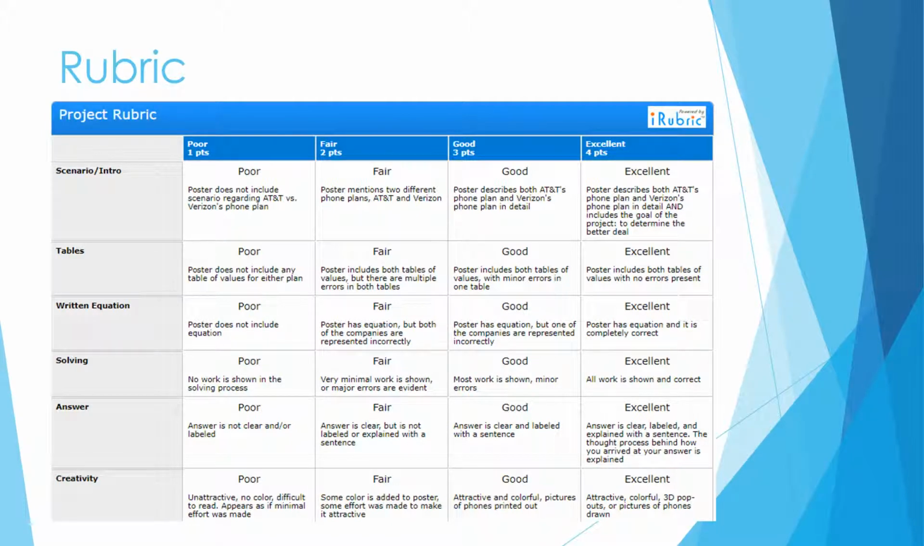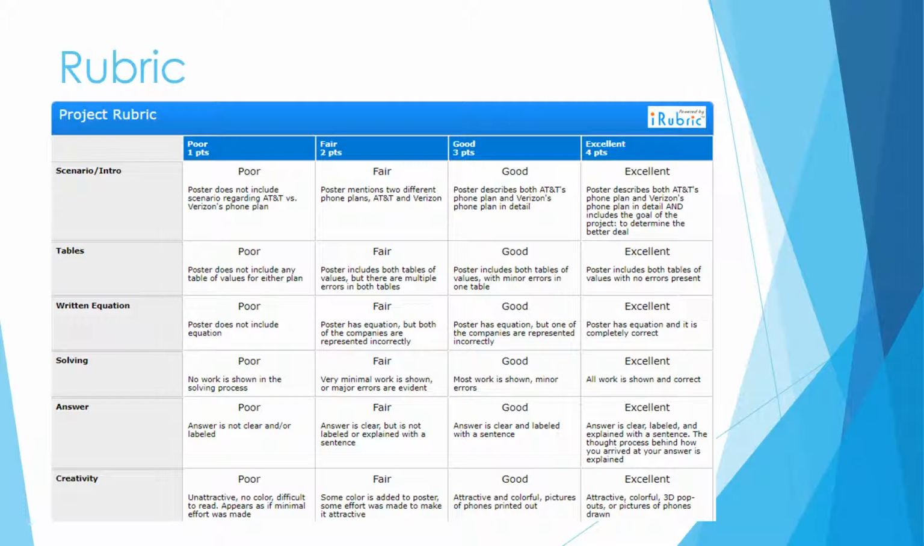Here's the rubric I created for this performance task. Notice how there are 6 different categories. So one thing I'm looking for is the scenario or the intro. How well did the students explain and elaborate on that? Another thing is the tables. So, this ranges from poor, fair, good to excellent.